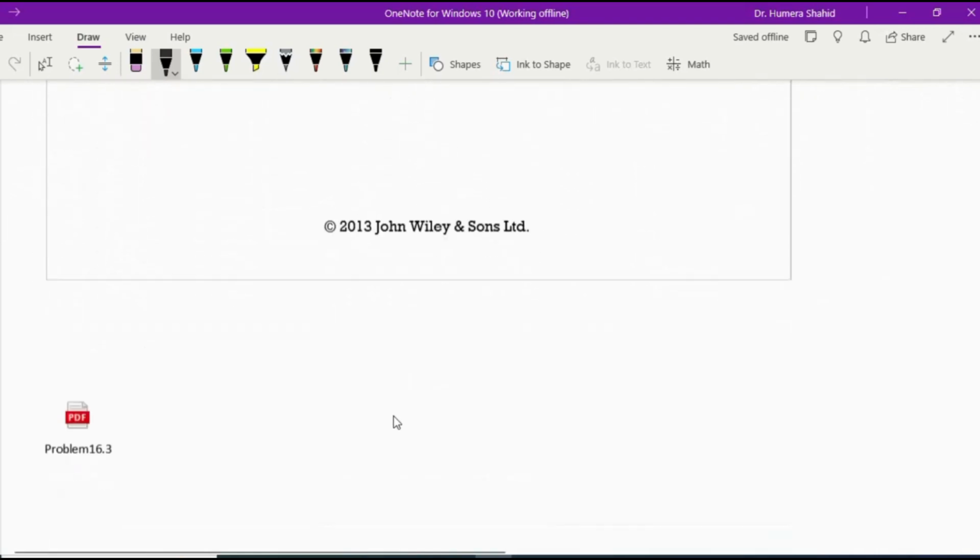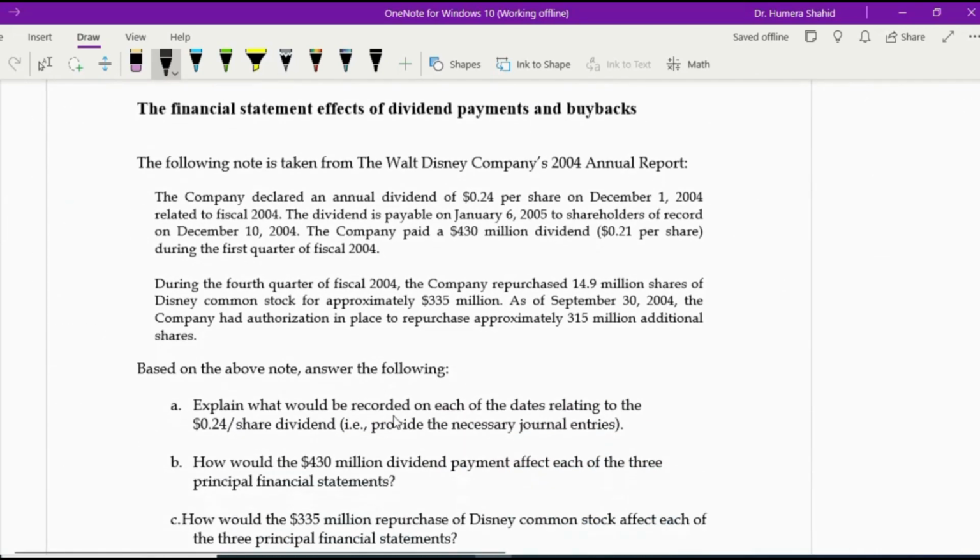Let's talk about another question regarding this chapter. So let's see the effects of different transactions on the company's different financial statements. The following note is taken from the Walt Disney Company's 2004 annual report. The company declared an annual dividend of 0.24 per share on December 1st, 2004, related to the fiscal year 2004. So on December 1st, they declared a dividend of 0.24.